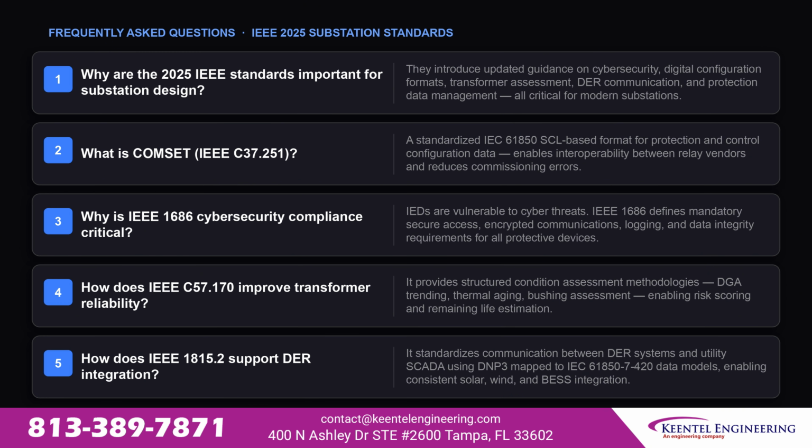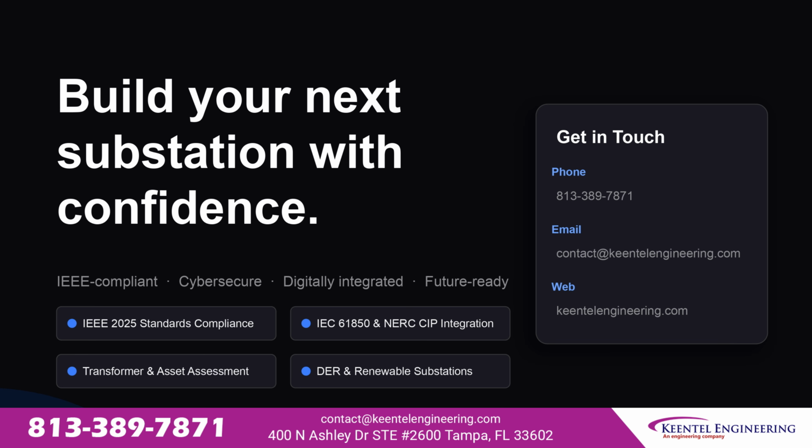And how does 1815.2 support DER integration? By giving solar, wind, and BESS systems a standardized, secure DNP3 communication profile for utility SCADA, consistent and interoperable across every project. The grid is evolving. Cyber threats are real. Renewables are accelerating. Protection is digital. And compliance requirements tighten every year.